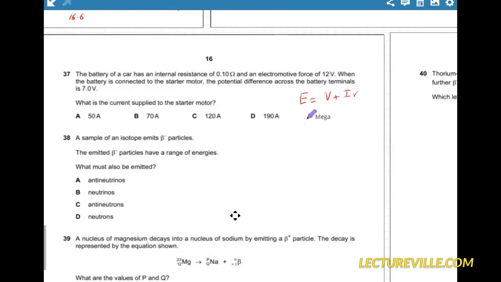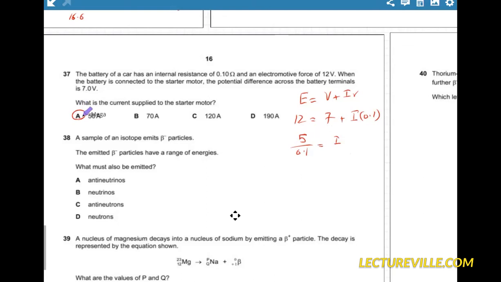So let's use this one to find things. It is 12-volt EMF equals 7 plus I into 0.1. 5 divided by 0.1 equals I. Then I will be 50 amperes. So answer will be A.